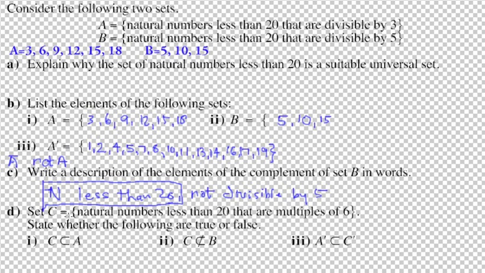Now, let's see what we get here. Set C is natural numbers less than 20 that are multiples of 6. So that would be 6, 12, 18, end of list. State whether the following are true or false.